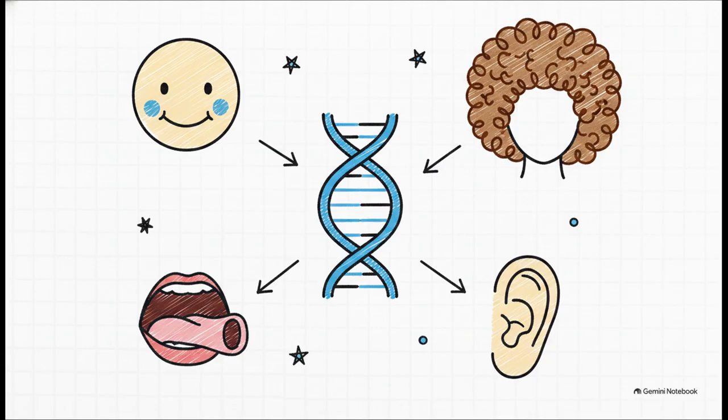We're talking about things like whether you have dimples when you smile, if your hair is curly or straight, whether you have that quirky ability to roll your tongue into a tube, or even if your earlobes are attached or detached. These traits are the perfect examples to help us solve the whole mystery of why family members look so similar but almost never exactly identical. Every single one of these physical characteristics is dictated by microscopic instructions that were handed down directly to you.